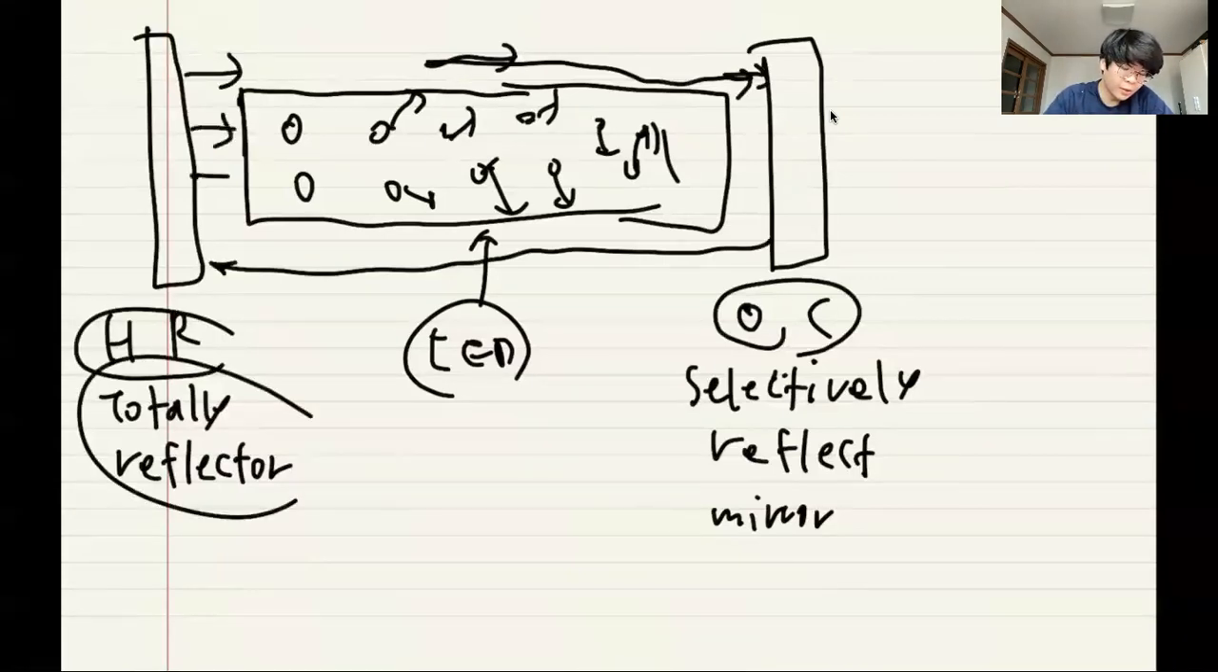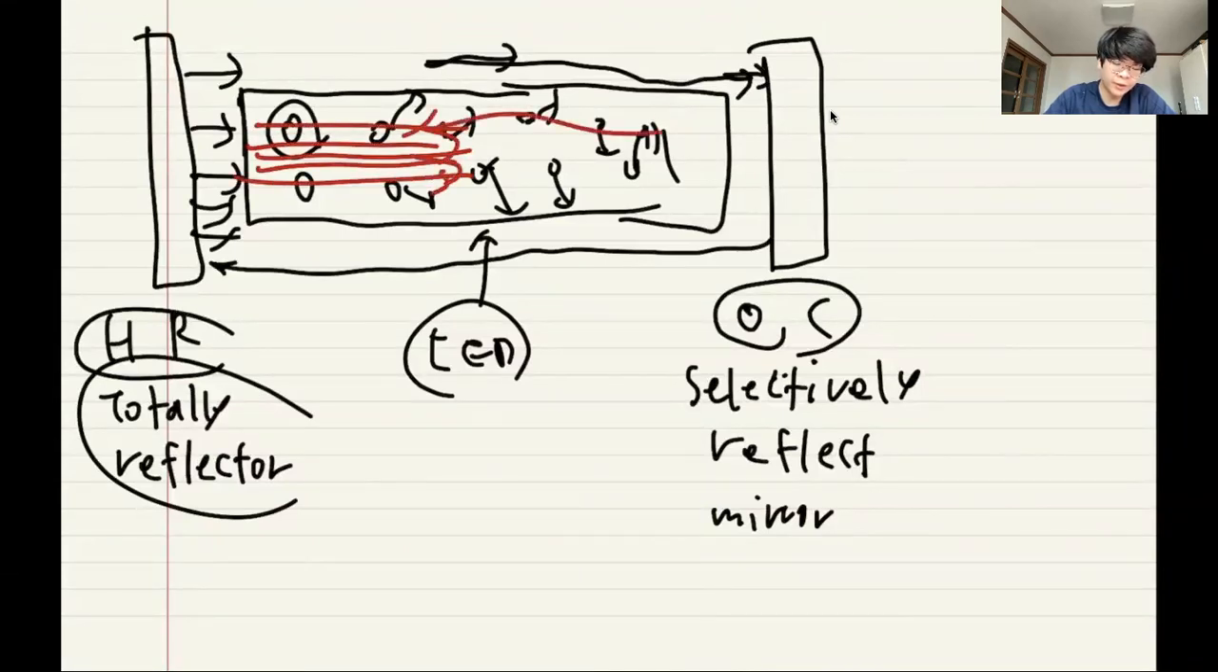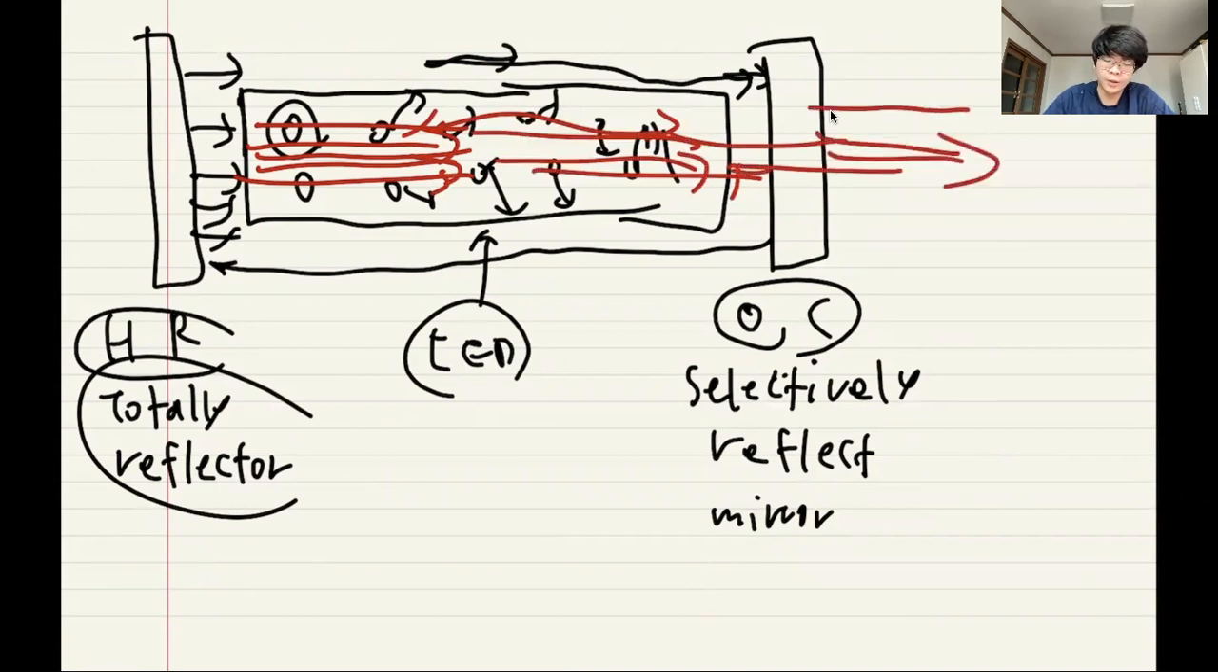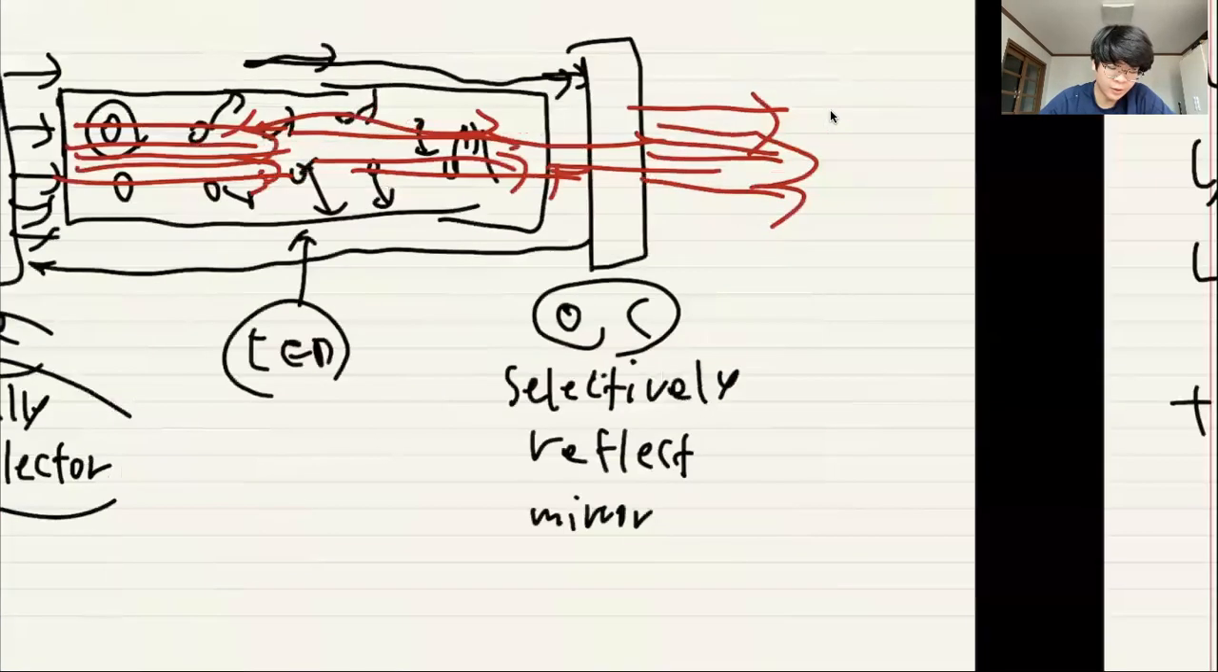So, like an avalanche effect, the light flux excites the carriers in the light emitting diode. So the light flux would be polarized. So the laser would come out.